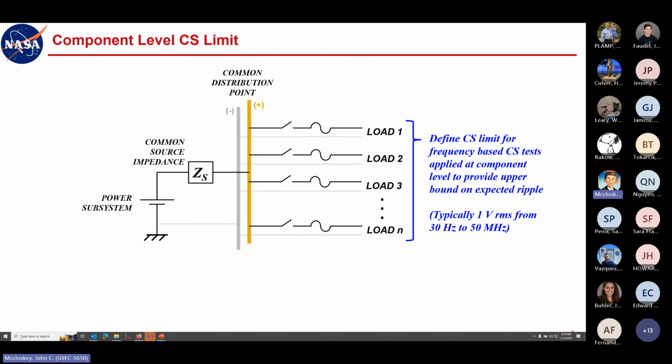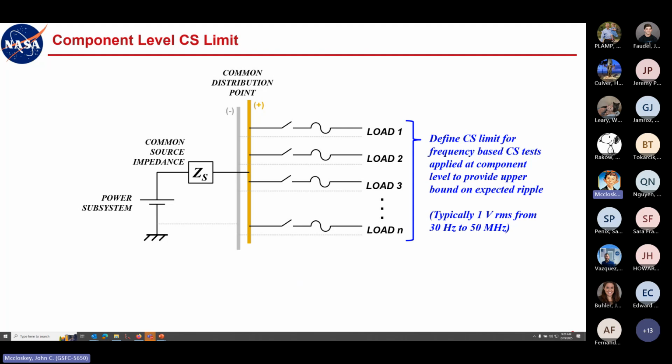Clearly, right? But this limit is defined to be conservative, and a 1 volt RMS ripple is not really all that stringent. It's not very difficult to make sure your equipment is not susceptible to 1 volt RMS at any given frequency. And if it is susceptible to that, you probably want to know about it. So it is intentionally a bit conservative.